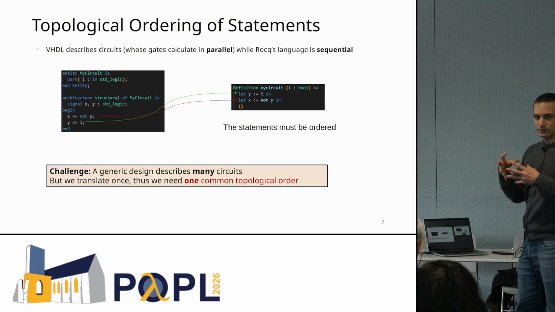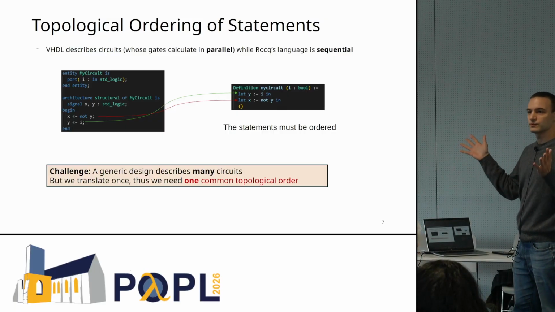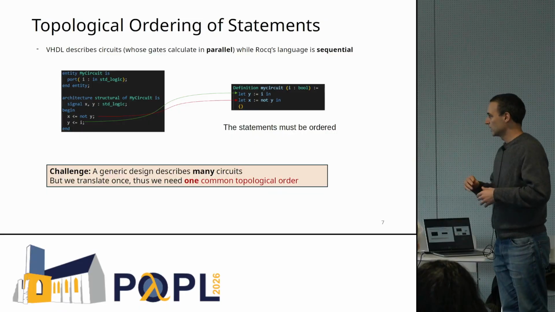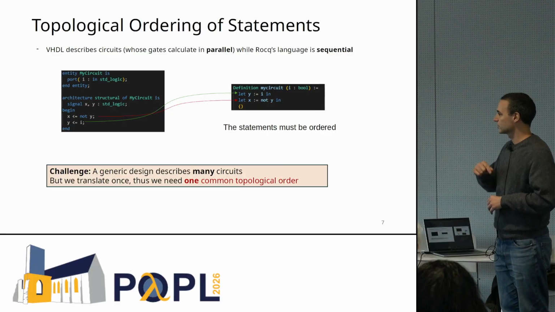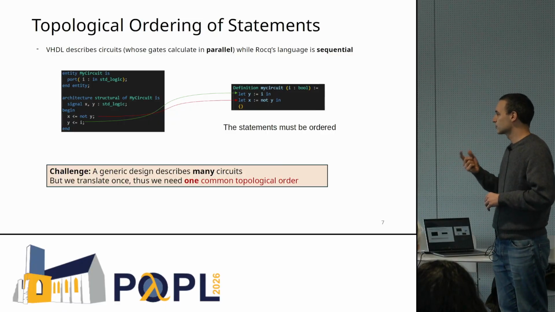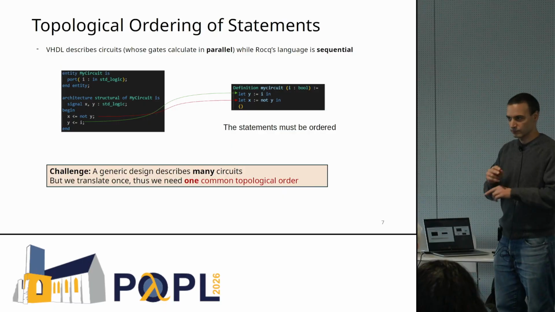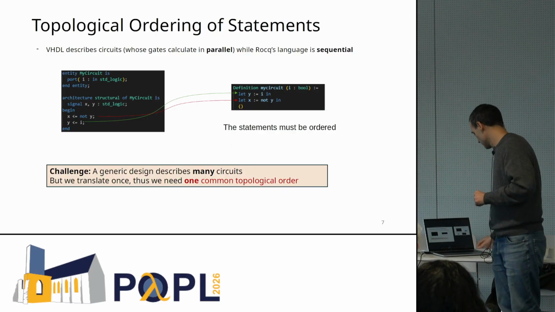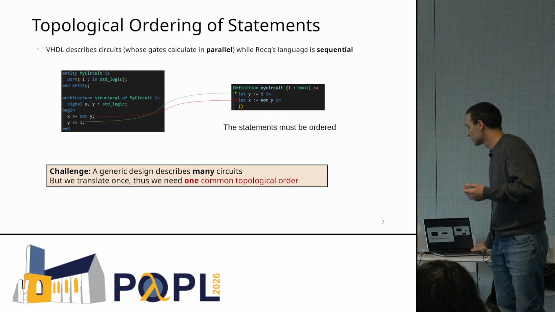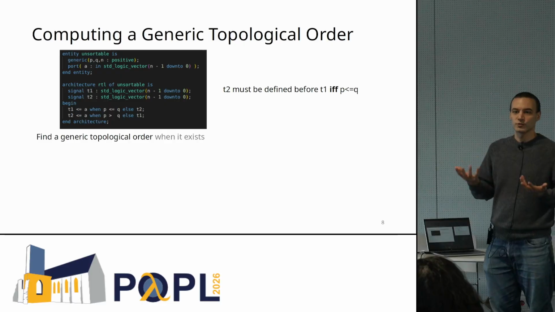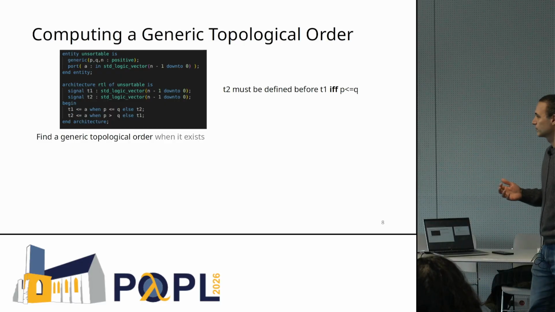As I said, generic designs describe an infinite number of circuits theoretically, and we only want to translate once. We want one translation that should match the circuit. This means that there should be one common topological order for all those circuits. Is this possible? I want to show one case where there's no common topological order.